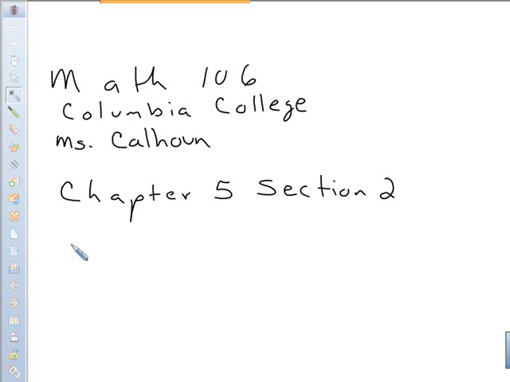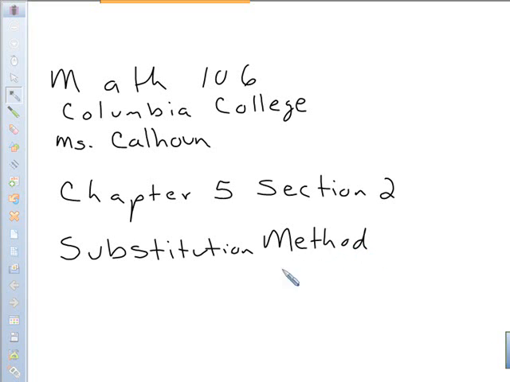Now, if we're solving systems of equations, we're looking at two equations, and we're trying to figure out where they intersect. And one method to do this is the substitution method. There's actually several ways to solve a system of equations. This is just one of them. You can do graphing, which I believe is actually mentioned in the first section. We're going to do the substitution method.